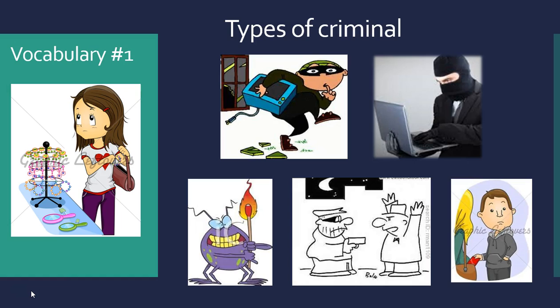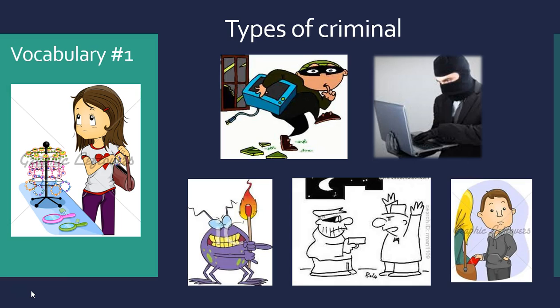So the top one, we have a guy stealing a TV. So he is a thief, a burglar, or perhaps even a cat burglar, someone who breaks into buildings quietly and steals things from people's homes. Next up, we have a guy with a laptop and a mask. He is a hacker, computer hacker. At the bottom, we have a guy in a grey hoodie who is taking something out of someone's purse. He is a pickpocket because he picks money and valuables out of people's pockets and people's bags.